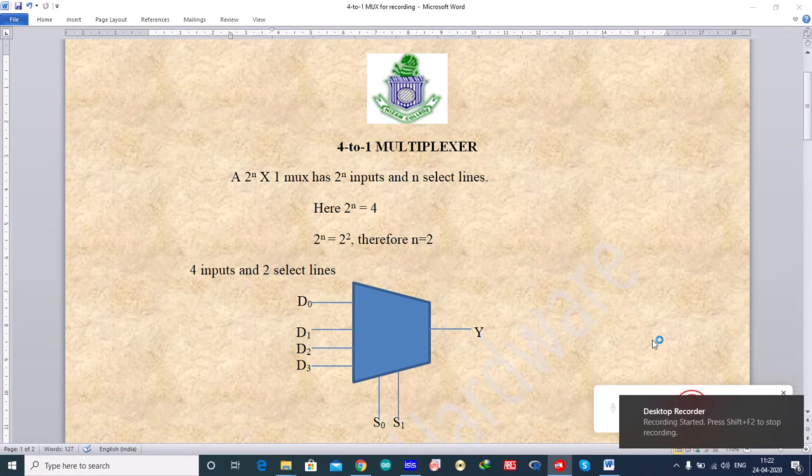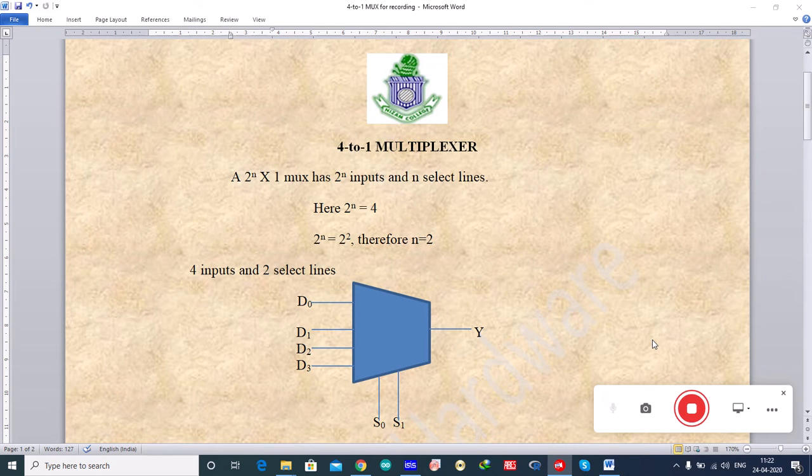We have seen the introduction of multiplexers and learned how to design a 2 to 1 mux in the previous lecture. In this lecture, we'll learn how to design a 4 to 1 multiplexer.